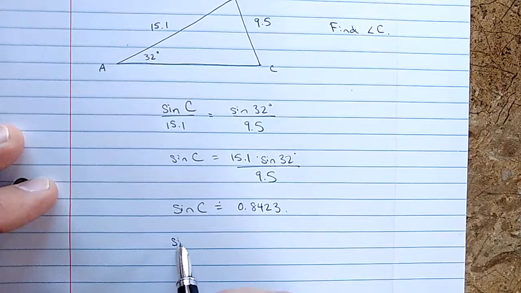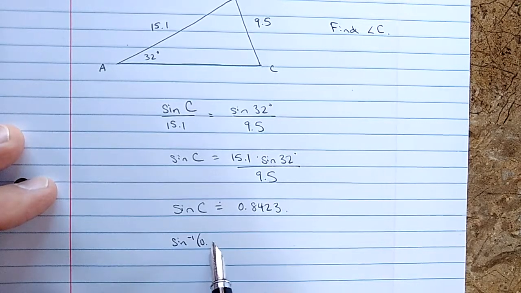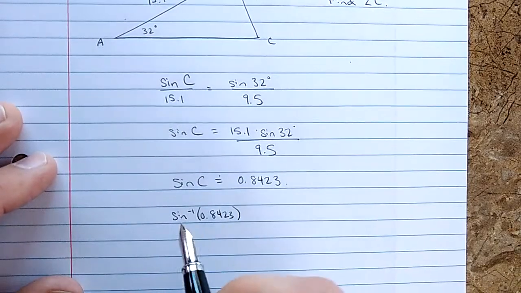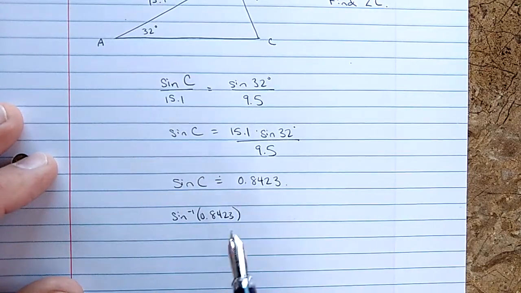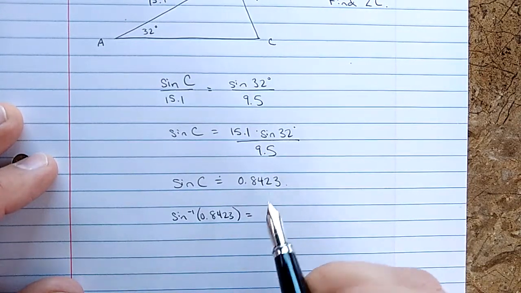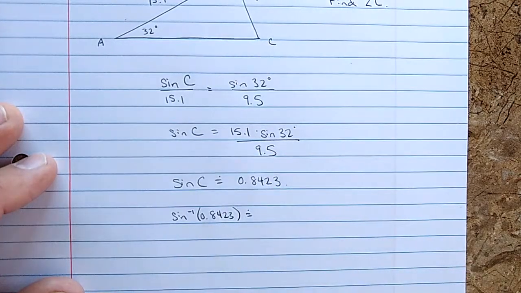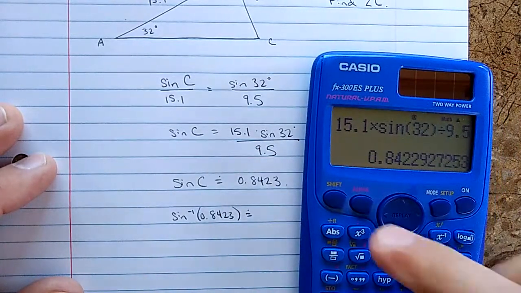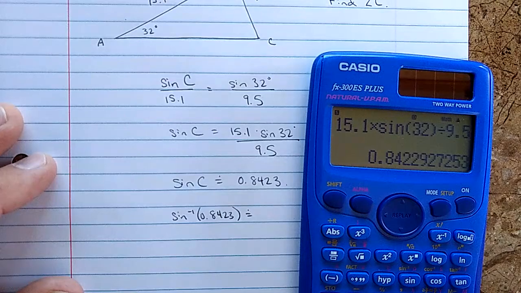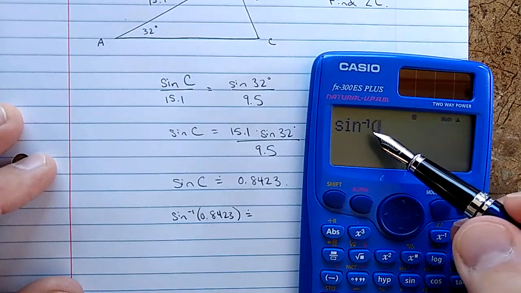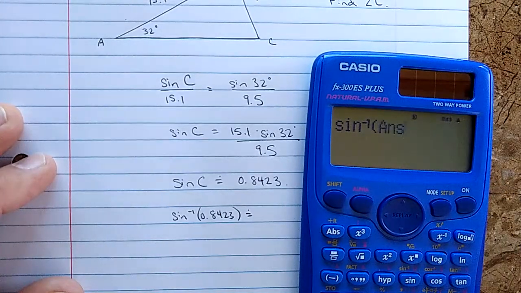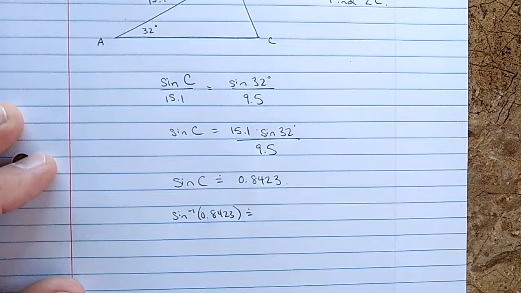Now let's find the sine inverse of about that number. I just want to point out I'm not writing C equals here because we are going to need to be more careful than that. I've left it on my calculator. On this calculator I press shift and then the sine function, that gives me the sine inverse. Press the answer key, that's the previous answer. And I've got about 57.4 degrees.